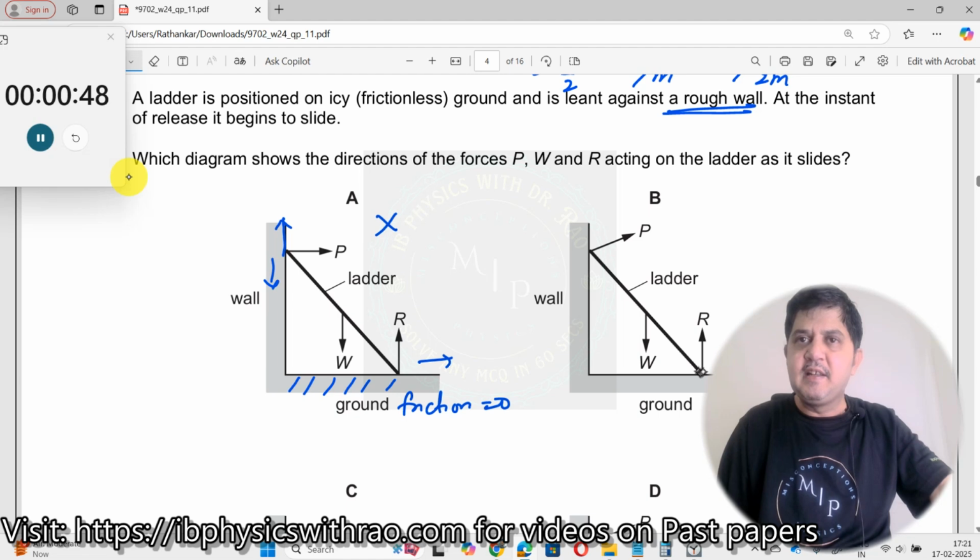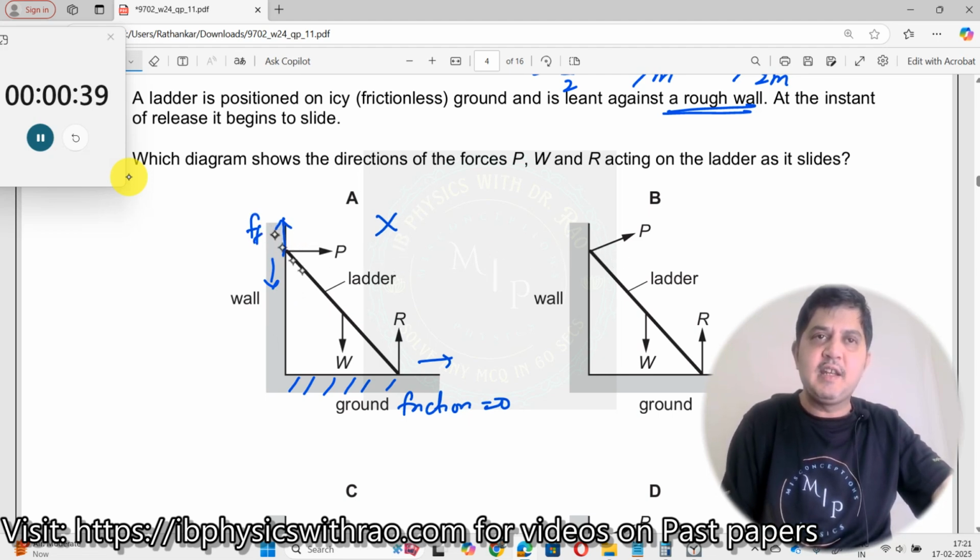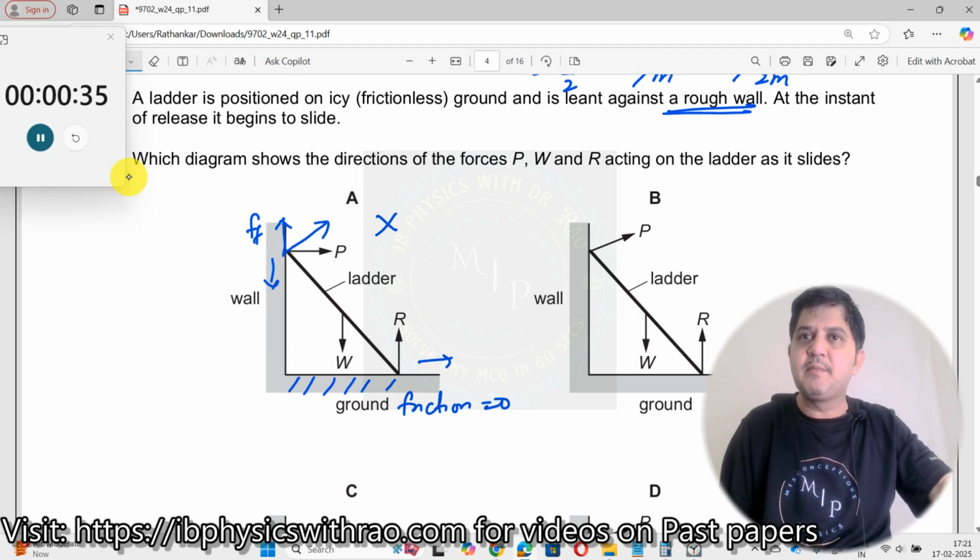Now let us look at this. P is here, R is here, W is here. These two are correct. P is also here. See, if you have a P here and you have a frictional force here, the resultant of these two can act like this, which is seen here, right? So therefore, B should be your right answer.